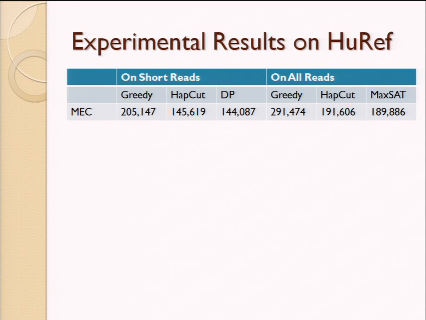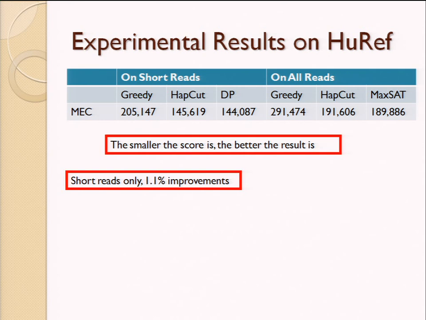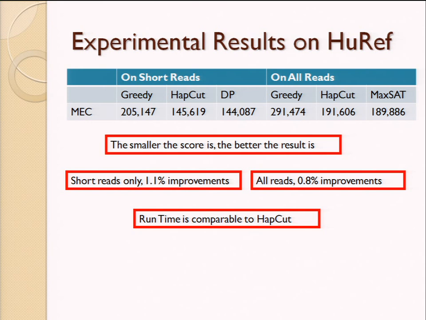Remember, what we're trying to find is the score, the best result. And the general response of greedy algorithms is not good. Greedy algorithms basically depend on the overall rate. And we already show that when this kind of dark. So the proof of greedy algorithm is not. And if we only consider short reads where dynamic program has 1.1% improvements, and if you consider all reads, 0.8% improvements over both the dynamic programming algorithm and MEC.